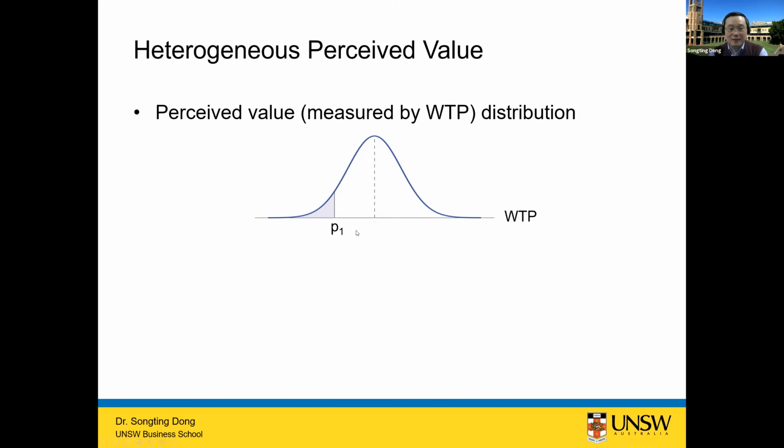So then if you charge people at price P1, who are your customers? Everyone who has a willingness to pay that is higher than your price P1. So let's say willingness to pay increases from this end to that end. So you charge people price one, you're going to get customers whose willingness to pay is higher than P1.